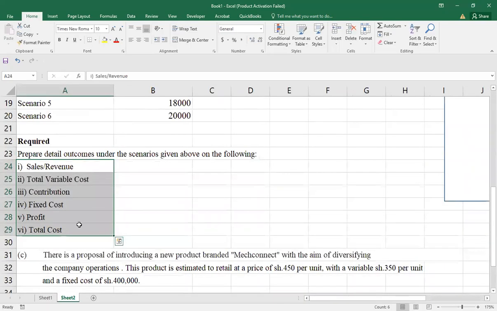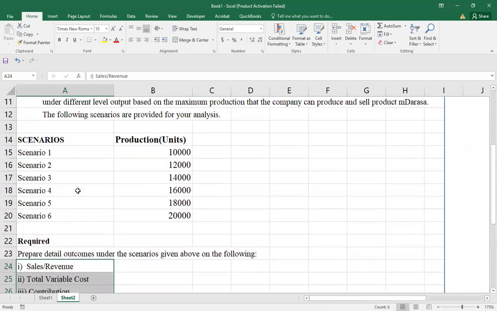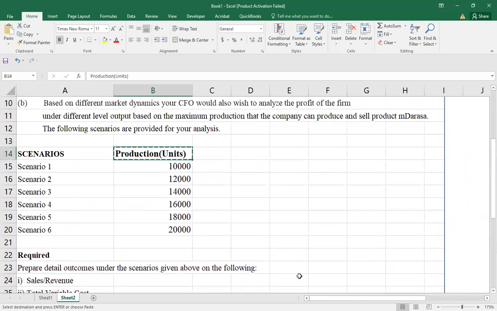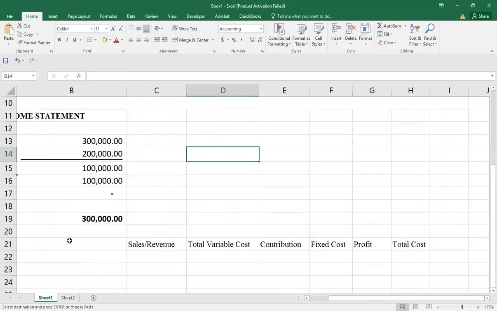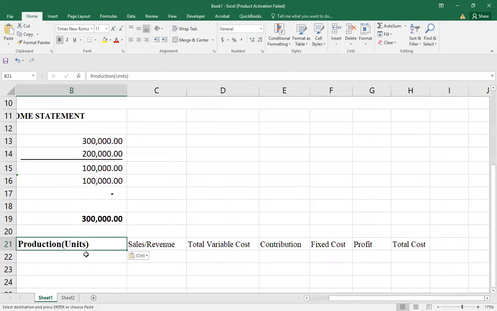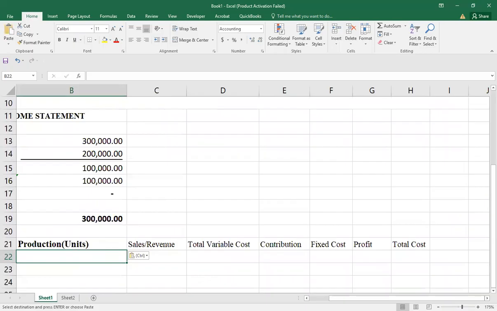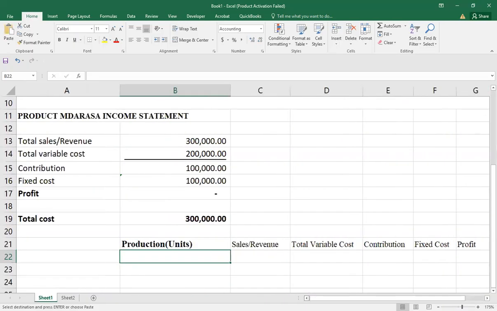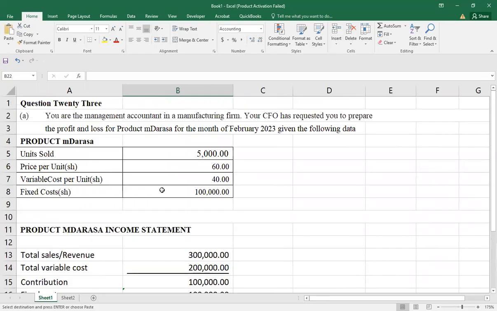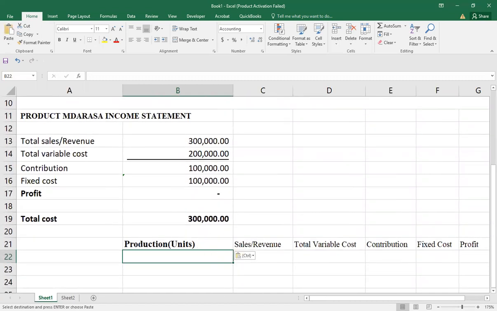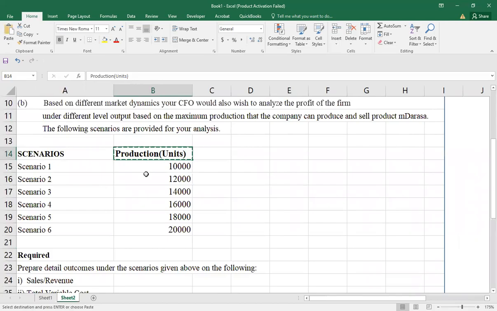Because look at it, in this case, these are the scenarios given, production in units. So remember, all this question, part B, is basically relating with part A directly. This was our original detail. And so here the examiner has given us different scenarios for which we need to prepare our profit. So I'll take these scenarios that I'm given.